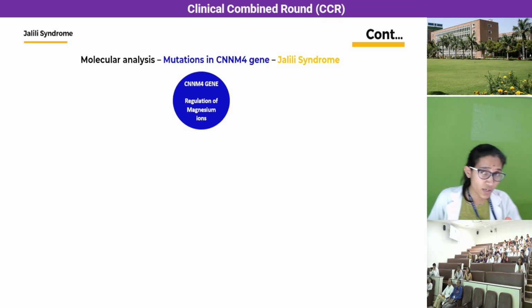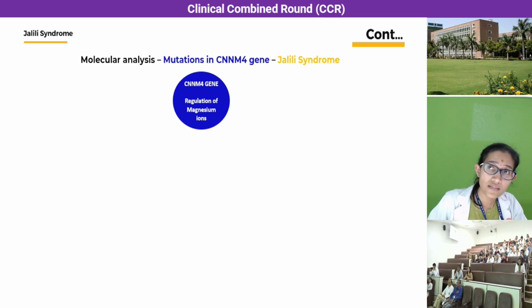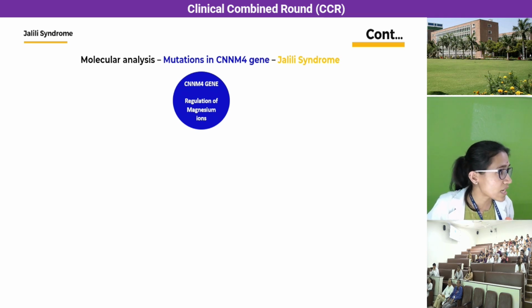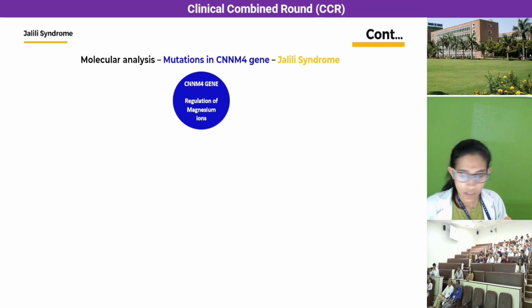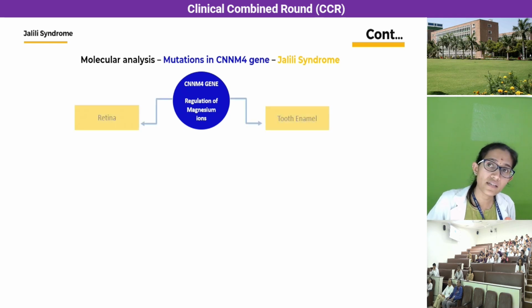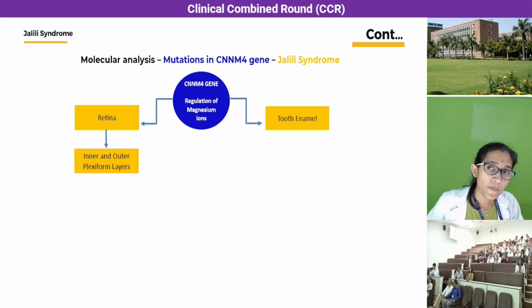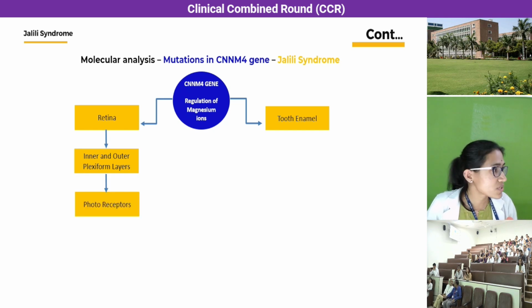Now coming to the etiology, molecular analysis suggests that the mutation in the gene CNNM4 causes Jalili syndrome. This CNNM4 gene is basically involved in the regulation of magnesium. This gene is present in the retina and tooth enamel. In the case of the retina, the gene is present in the inner and outer plexiform layers where the photoreceptors are developed.